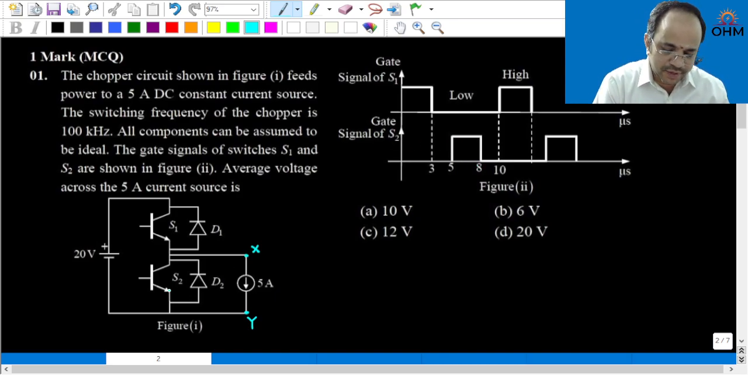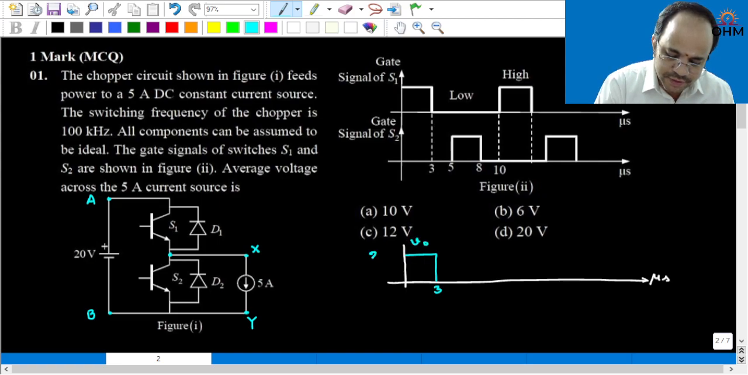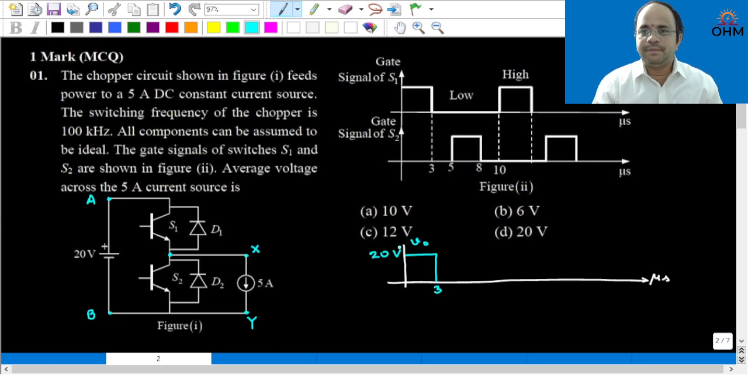Now if you see this circuit diagram, suppose S1 is turned on, then what will happen? This load terminal X will be connected to the source voltage terminals. Let us call them A and B. Whenever S1 is turned on, then this X terminal will be connected to A. In that case, voltage across XY terminals will be equal to source voltage. That means from 0 to 3 microsecond output voltage, this is the waveform for output voltage, is equal to 20 volt, which is same as the source voltage.